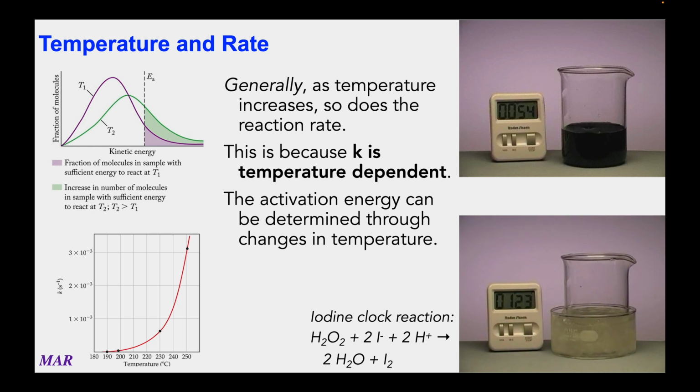Under these conditions, the color change occurs after a longer period of time. So the top reaction, which was at room temperature, took about 54 seconds to complete. You can see it went from colorless to this purple color. On the other hand, the bottom reaction, which was in ice, a colder temperature, took longer. It took 1:31. So generally speaking, if you increase the temperature, you make the reaction go faster.